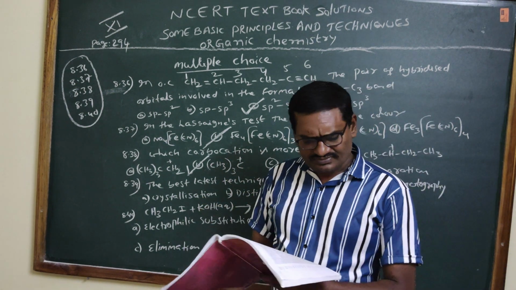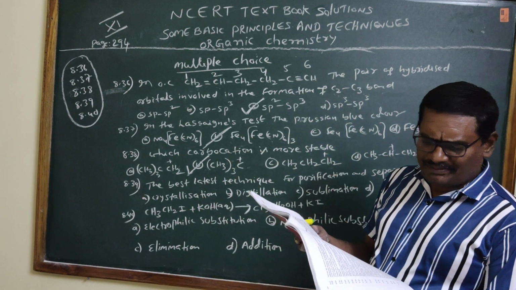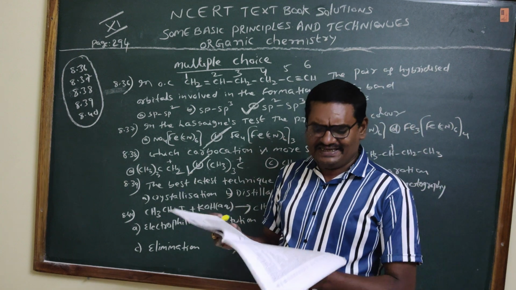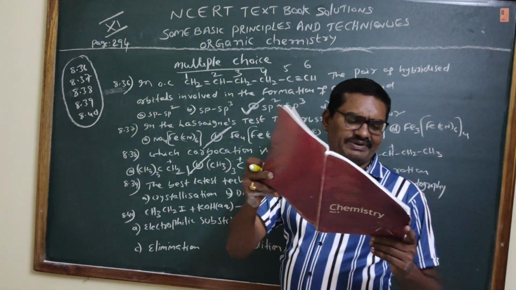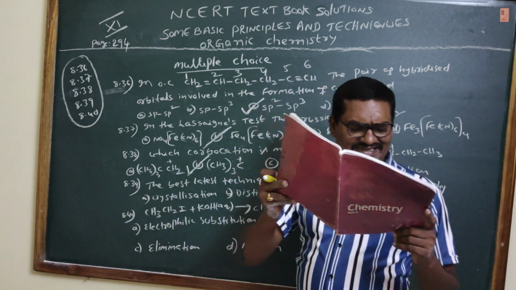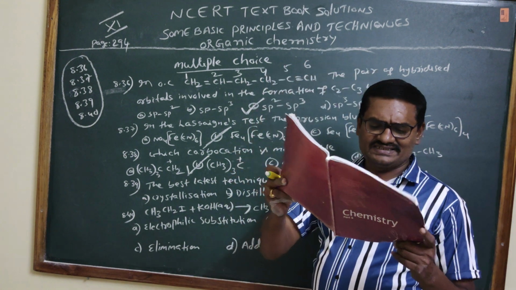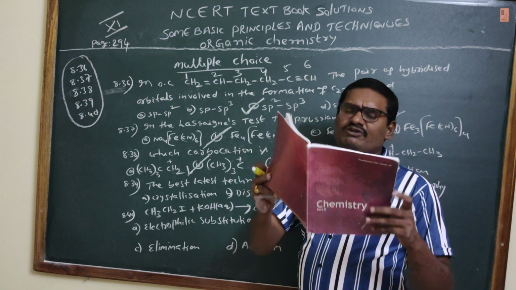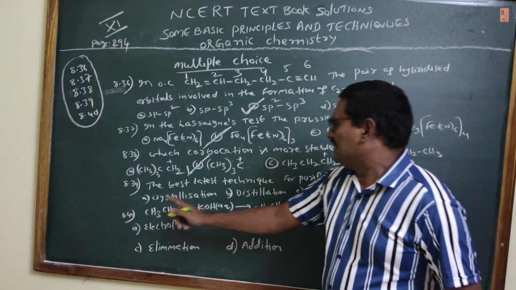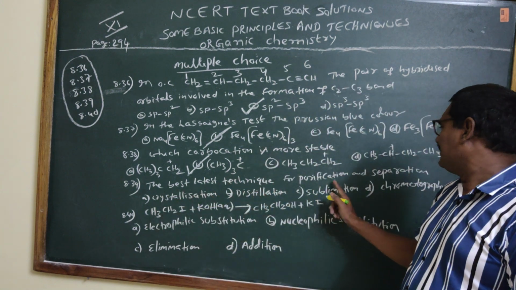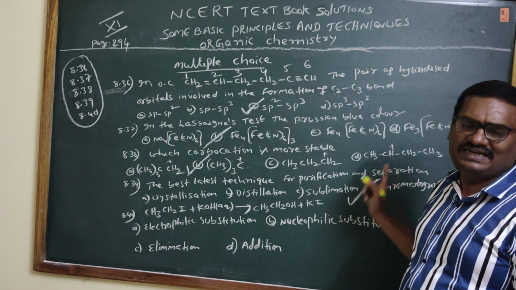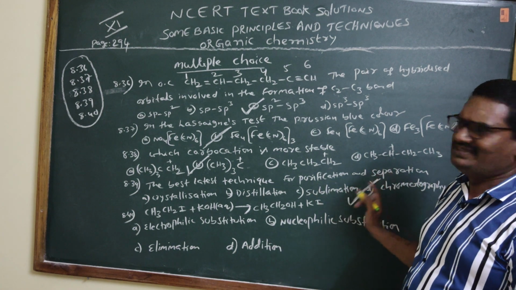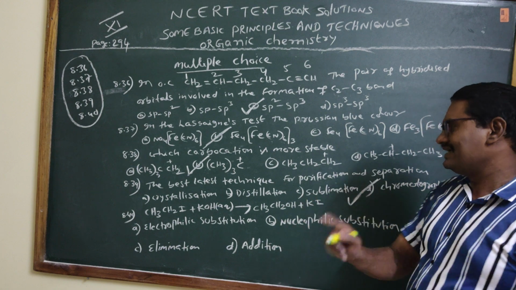Next one, 8.39. The best and the latest technique for isolation, purification and separation of organic compounds: crystallization, distillation, sublimation and chromatography. So the best and latest technique for purification is chromatography. So chromatography is the latest and best technology. So option D is correct.